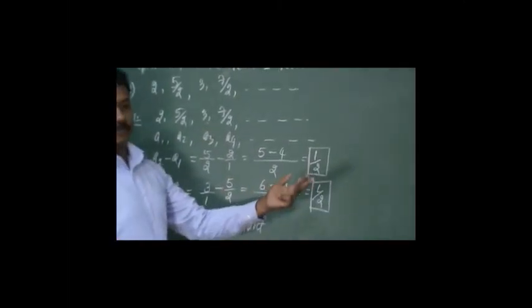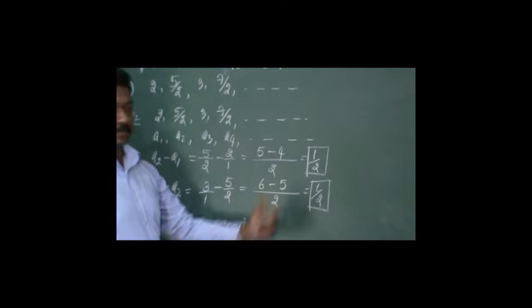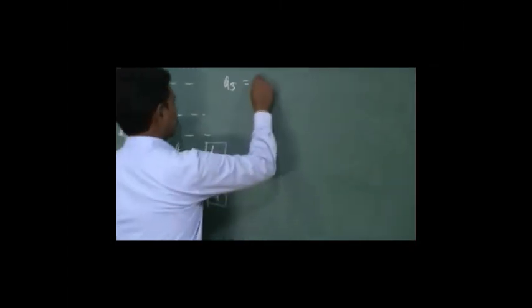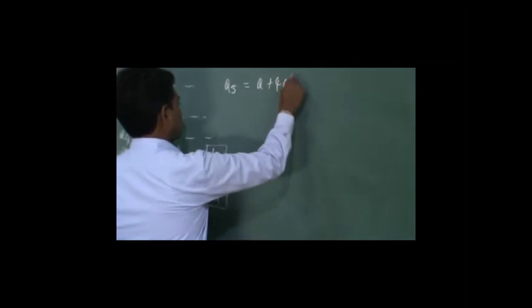Alright, next three terms. So how many terms are already given? 1, 2, 3, 4 terms are already given. So then we have to find out the 5th, 6th and 7th terms. Let us go with the 5th term. How does the 5th term look generally? It is A plus 4D. A plus 4D is the 5th term.